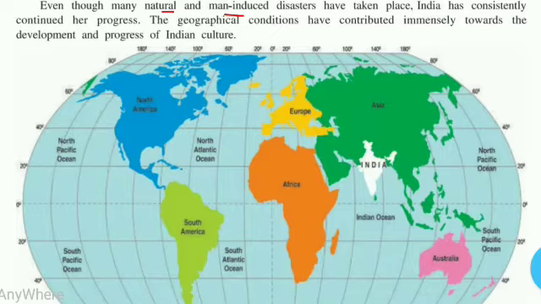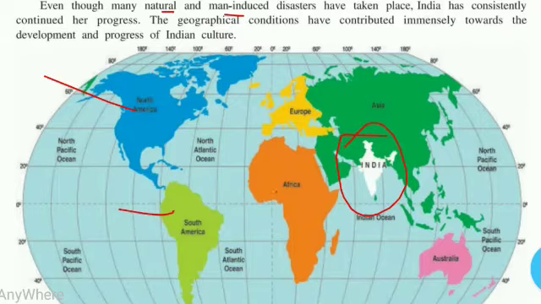As you can see in the continuing line, the geographical condition has contributed immensely toward the development and progress of Indian culture. As you can see on the screen, this is a particular part of India. These are the various continents: North America, South America, Africa, Europe, Asia, Australia and Antarctica, which is the northernmost pole of our Earth.